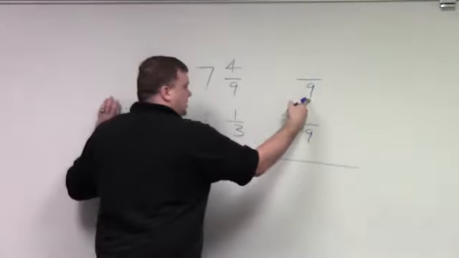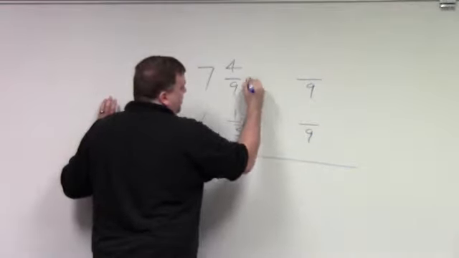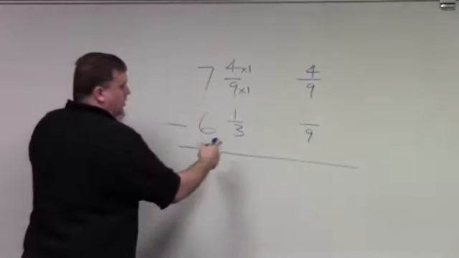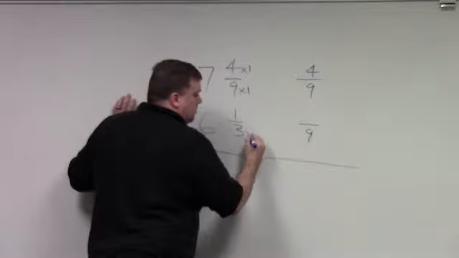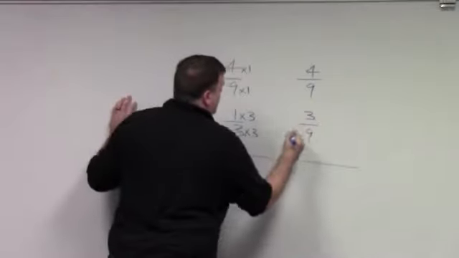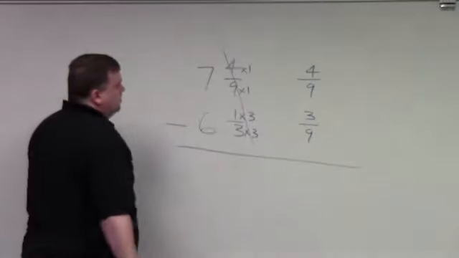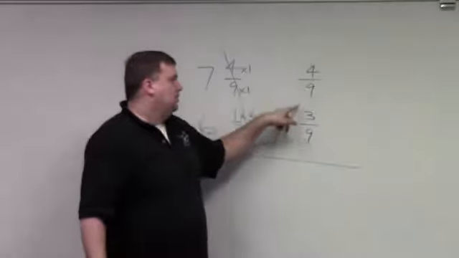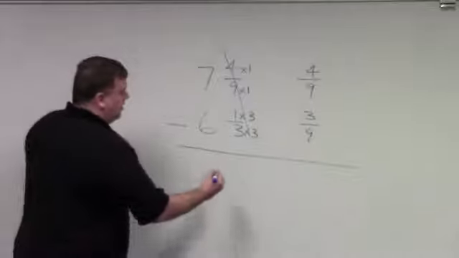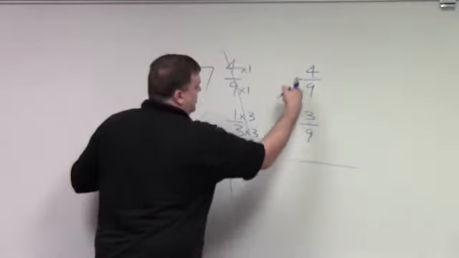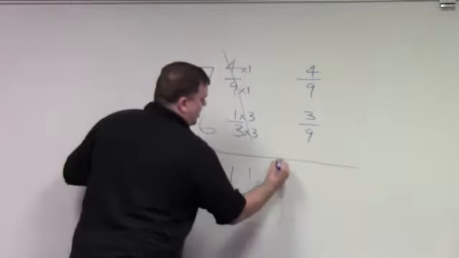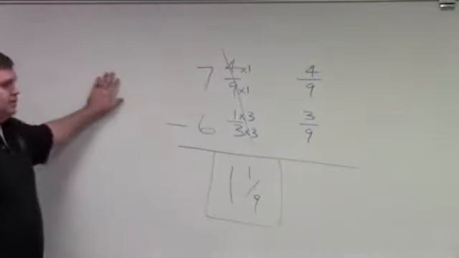So 9 times what gives me 9? 1. So we're not really changing that at all, right? Because 4 times 1 is still 4. 3 times what gives me 9? 3. So 1 times 3 is 3. So we're really done with this part of the fraction. That number is bigger. We're good to go. We don't have to do any borrowing yet. 7 minus 6? 1. As far as the fraction, 4 minus 3 is 1/9. We're good to go. Any questions on that one?